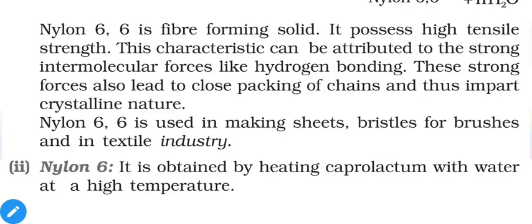Now nylon 6,6 is a fiber forming solid, so it possesses high tensile strength. That means we can stretch it to some extreme strength. So these characteristics can be attributed to the strong intermolecular forces like hydrogen bonding. These strong forces also lead to close packing of chains and thus impart crystalline nature. So nylon 6,6 is used in making sheets, bristles for brushes and in the textile industries. Because of hydrogen bonding, chains will twist, and that's why it has some stretchability as well.